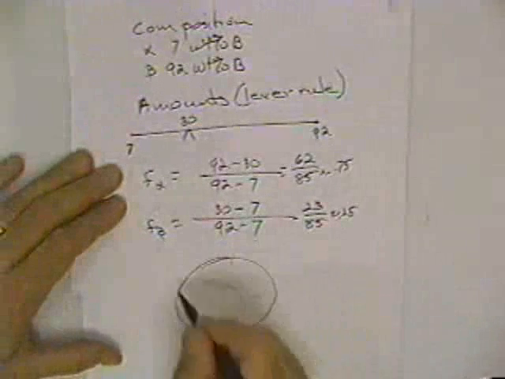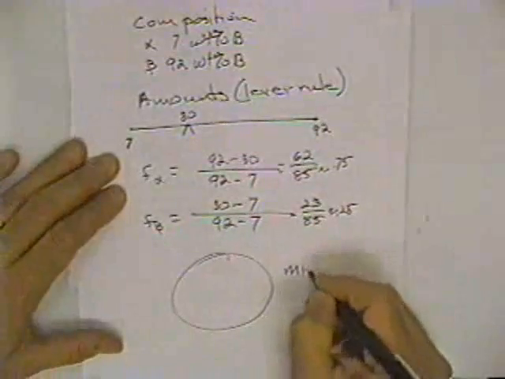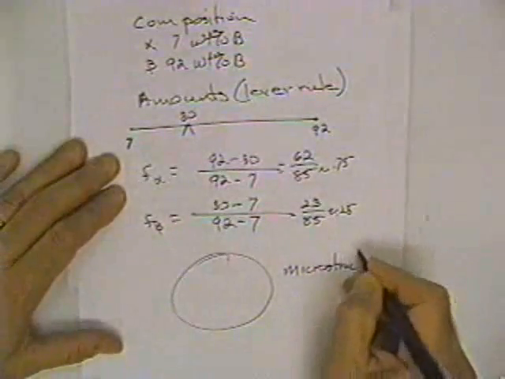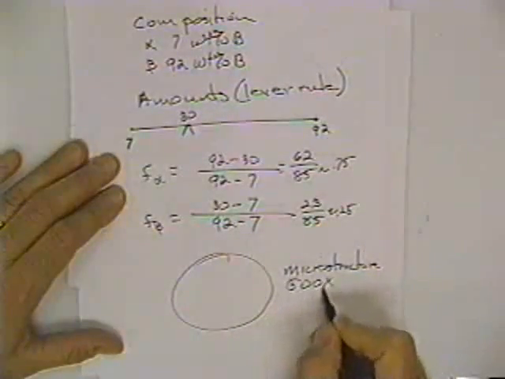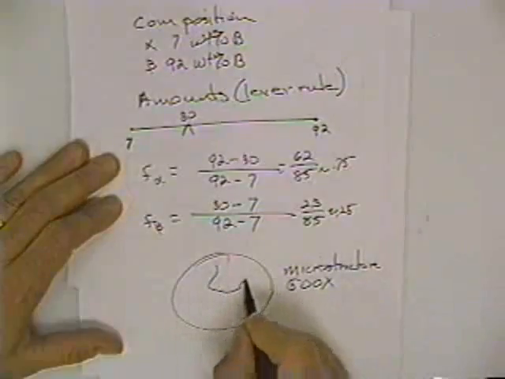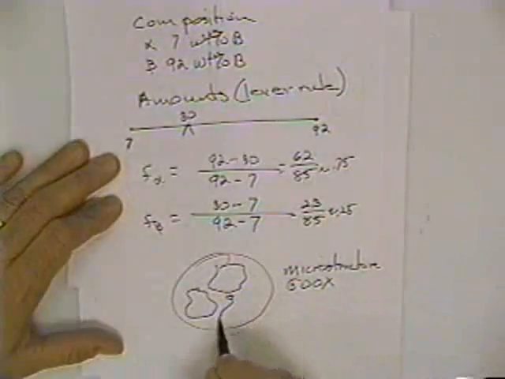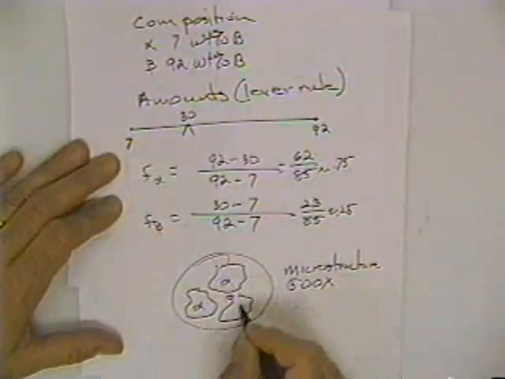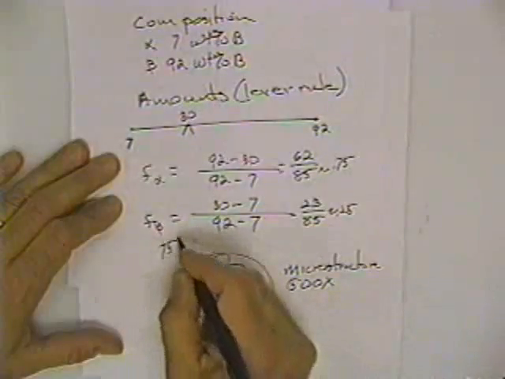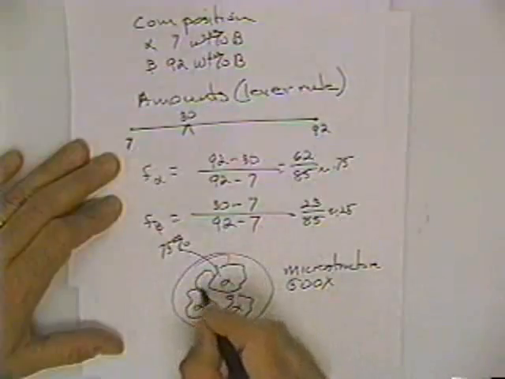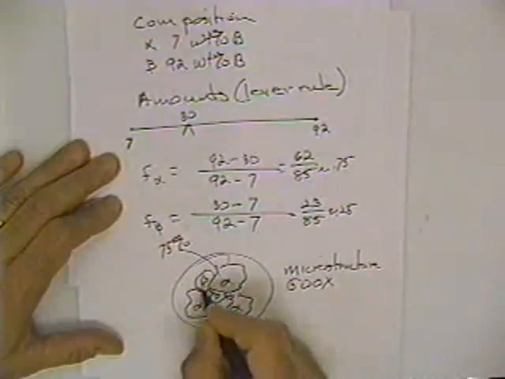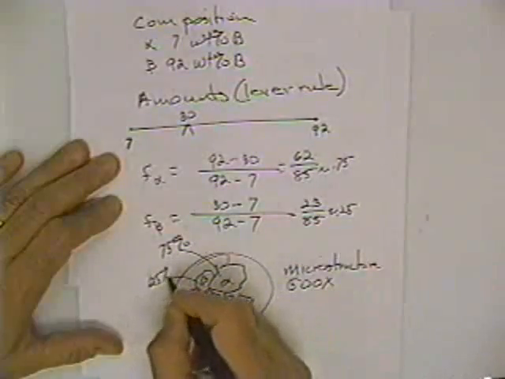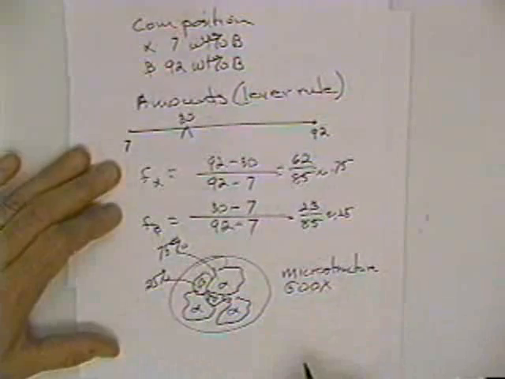So if we were to draw, for example, what the microstructure might look like, what we would find is, this is the microstructure, and let's let it be at 500 times, we would see the majority of this material is going to be alpha, and it's going to account for about 75%. There's going to be beta in here, and the beta is going to be about 25%. Okay?